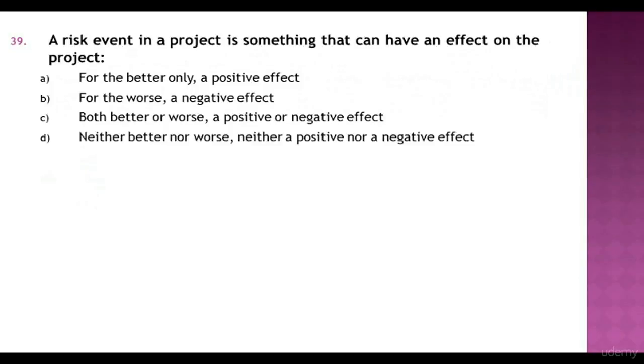Question 39. A risk event in a project is something that can have an effect on the project. For the better only, a positive effect. For the worse, a negative effect. Both better or worse, a positive or negative effect. Neither better nor worse, neither a positive nor a negative effect. Answer C is a correct choice. Both better or worse, a positive or negative effect.